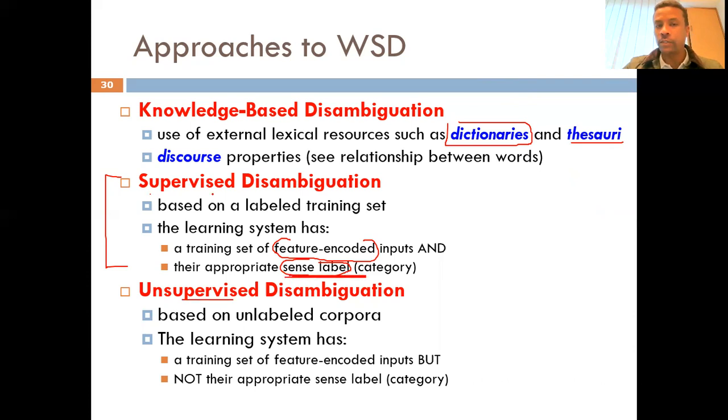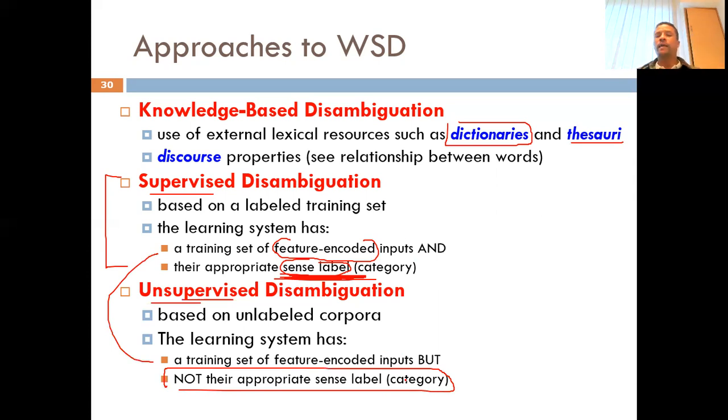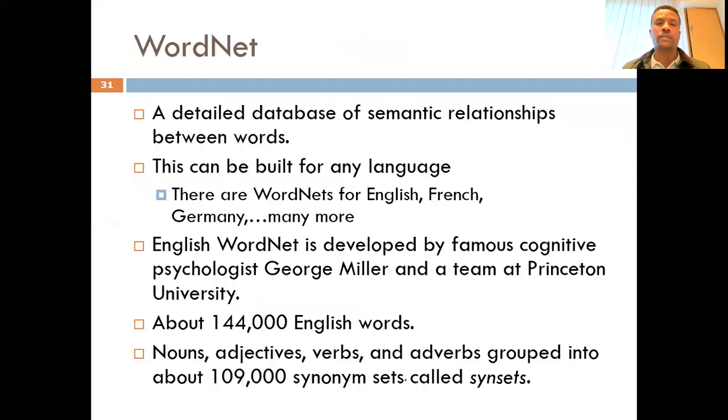Mind you, the difference between supervised and unsupervised is that in the case of supervised, the sense is already tagged. As we said earlier, the sense category or class is already identified. But in this case, the sense category will not be shown. Other than that, the data is the same. The training set of feature encoded inputs is in both, but we know that the category or the sense level will not be given in the case of unsupervised, okay?